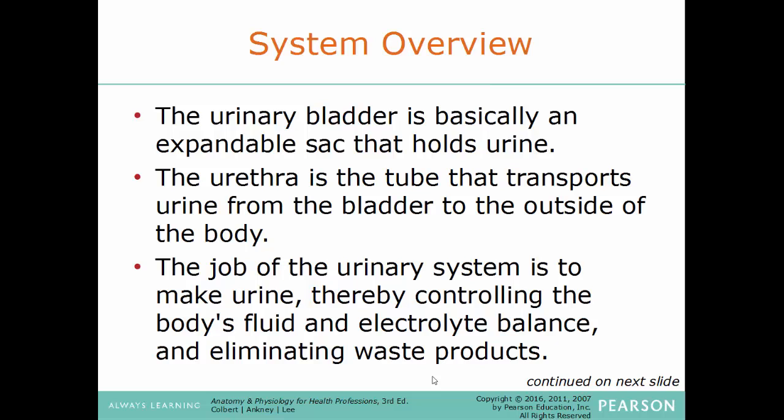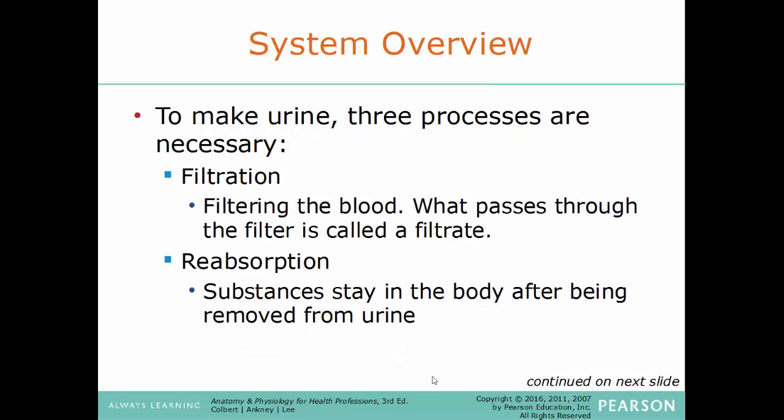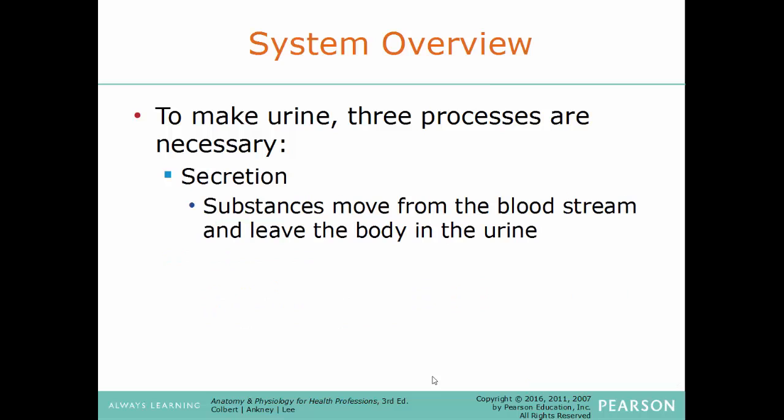The job of the urinary system is to make urine, thereby controlling the body's fluid and electrolyte balance and eliminating waste products. To make urine, there are three processes that are necessary. You have filtration, as a reference to filtering the blood, and what passes through the filter, which we'll talk about a little bit later on, is called filtrate. Then you have reabsorption, substances that stay in the body after being removed from the urine. And lastly, you have secretion, substances that are moved from the bloodstream and then leave the body in the urine.